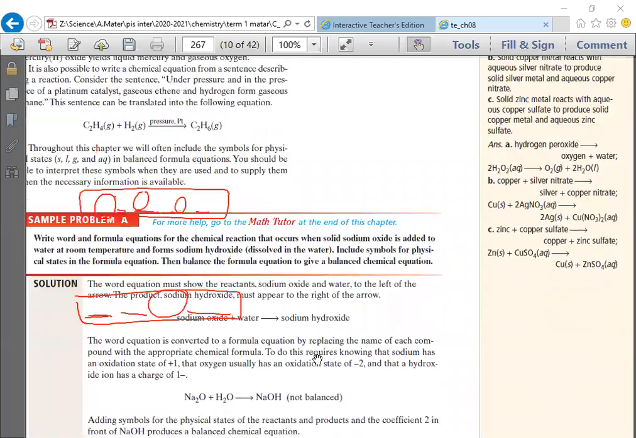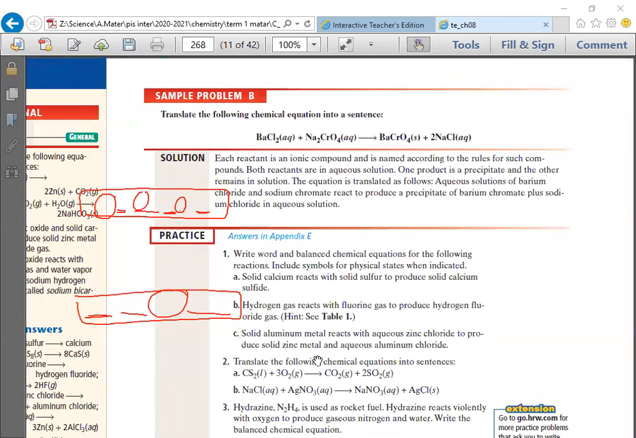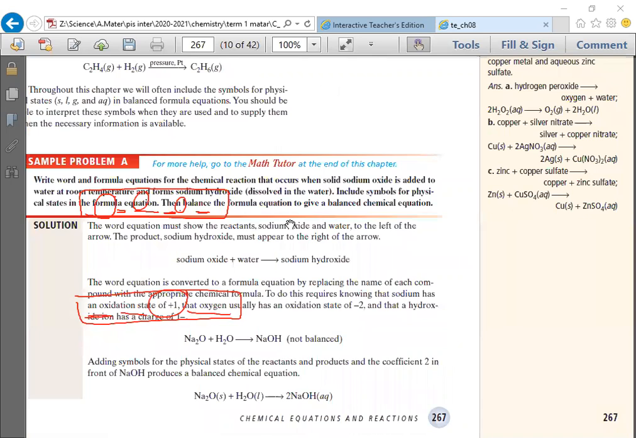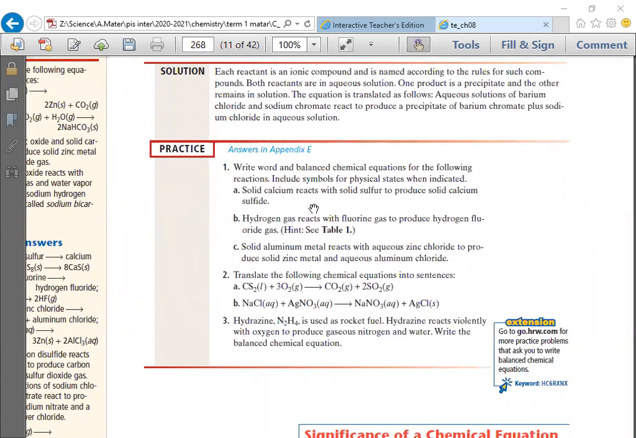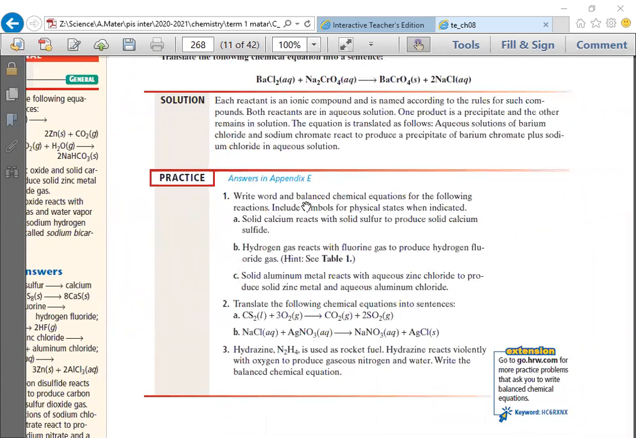Okay, so let's try to answer the following question together. Write the word and the balanced chemical equation for the following reactions. Include symbols for physical state and conditions when indicated. The first question, A: solid calcium reacts with solid sulfur to produce solid calcium sulfide. Who can answer this, guys?